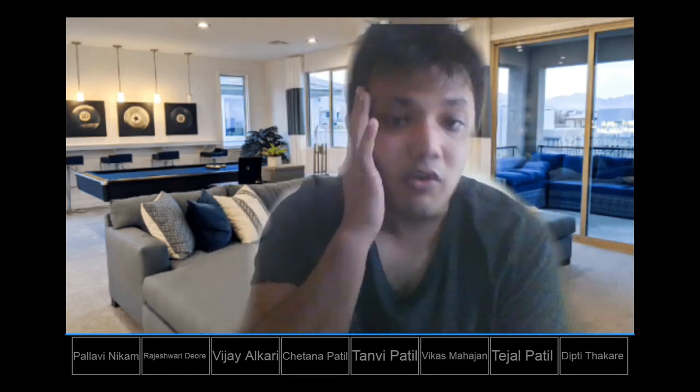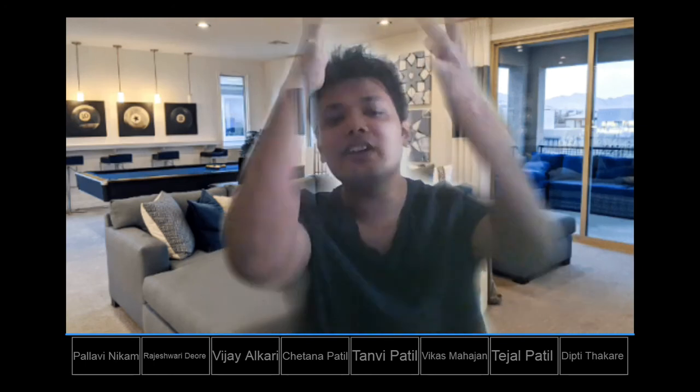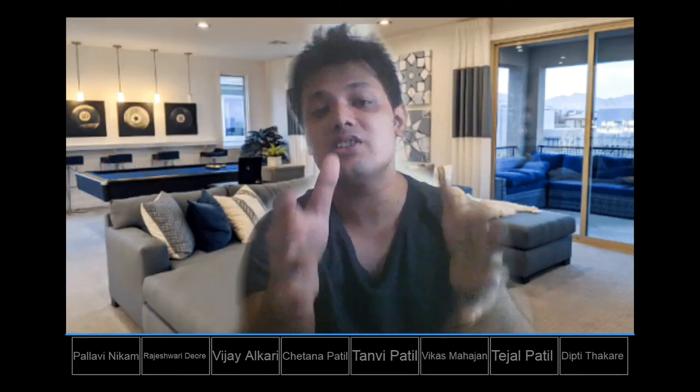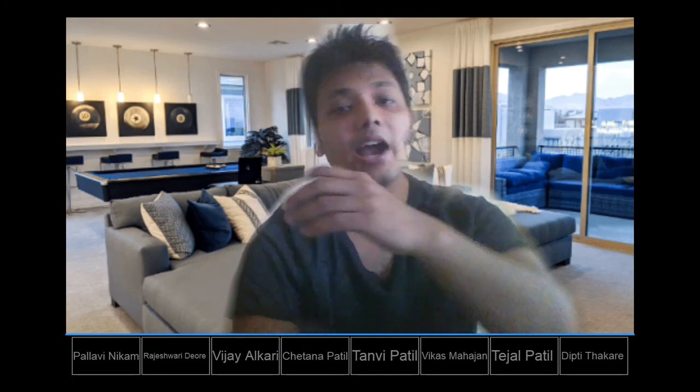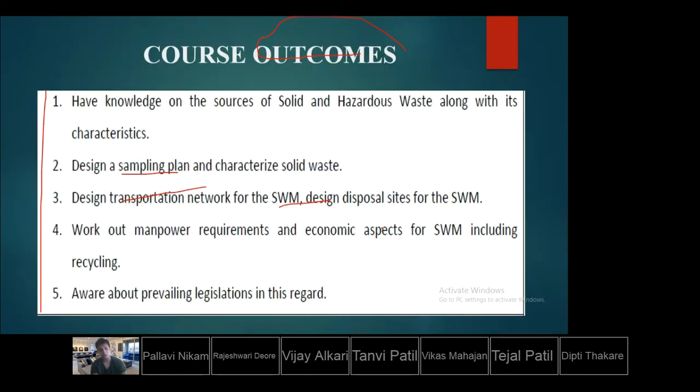Work out the manpower requirements, economic aspects, and prevailing legislations. Everything has been incorporated in the syllabus in sequential order. Every outcome is arranged in sequential order as per the units given in the syllabus. Fortunately, I have studied the syllabus, so I know that everything is in sequential order, because in many syllabi the course outcomes and the contents are not in sequential order.